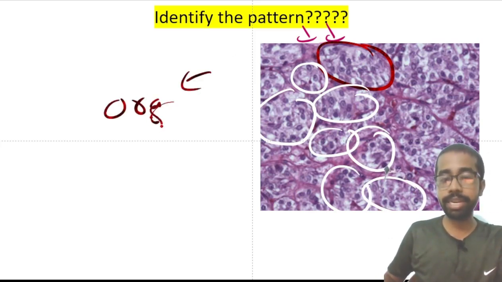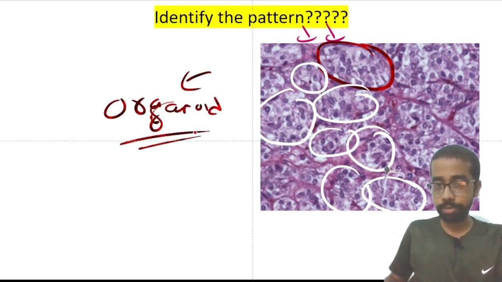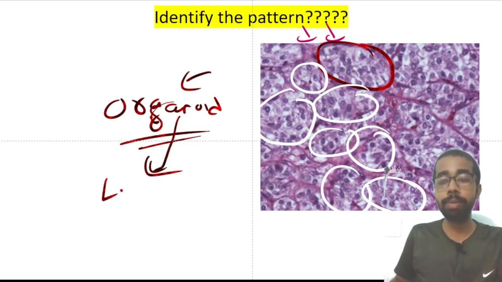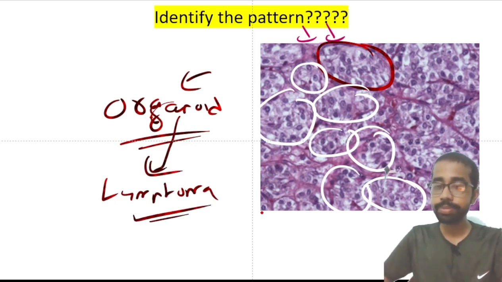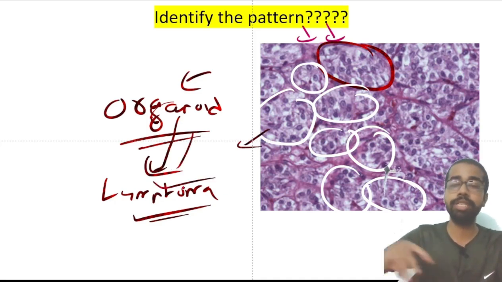Cells are organized in nests mainly actually. Organoid pattern, right? See, what is the importance of telling organoid pattern? You will never think of a tumor like lymphoma once you are writing in the description organoid pattern, right? Of course, you can use the term nesting and all, but definitely lymphoma is out once you say it's an organoid pattern or it's a cohesive pattern.